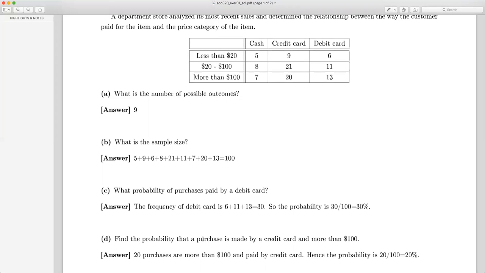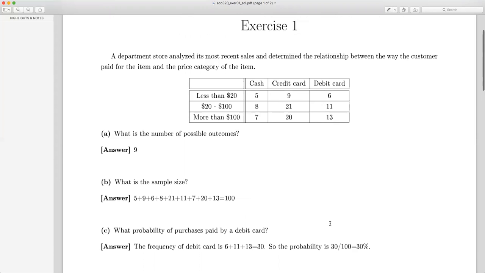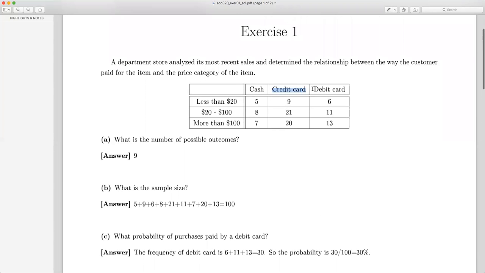Now find the probability that a purchase is made by credit card and more than 100. Made by credit card and means what? Intersection, right? And more than 100. So this is the probability of credit card intersection more than 100. It should be happening at the same time, so this is a joint probability. How many observations do we have? It is 20, right? And how many total sample size do we have? It is 100. So 20 over 100 is 20%.